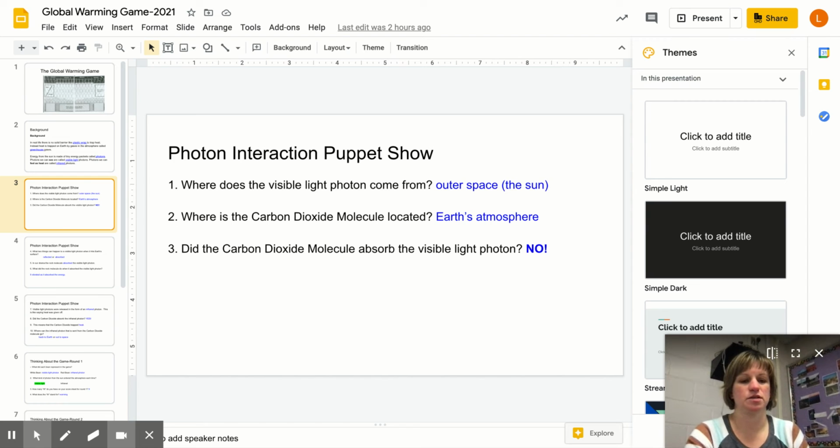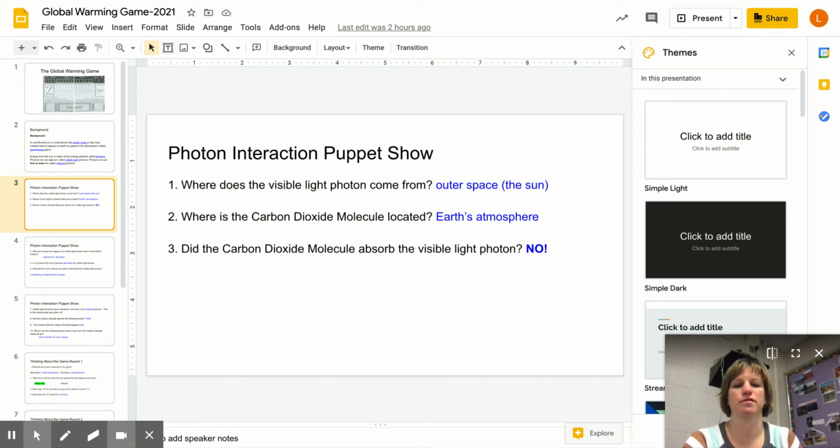So the next couple minutes are going to allow you to check your answers for the photon interaction puppet show, I guess if you want to call it a puppet show. But here's the first three. The visible light photons came from outer space because they're coming from the sun.